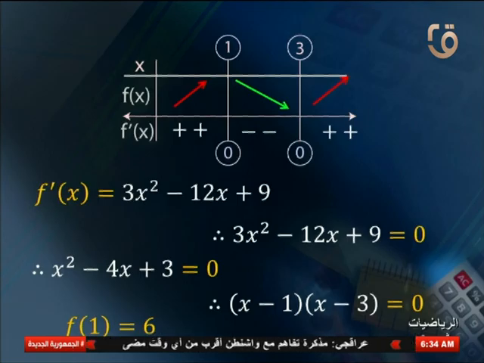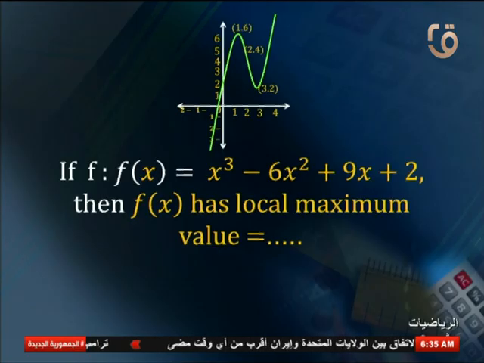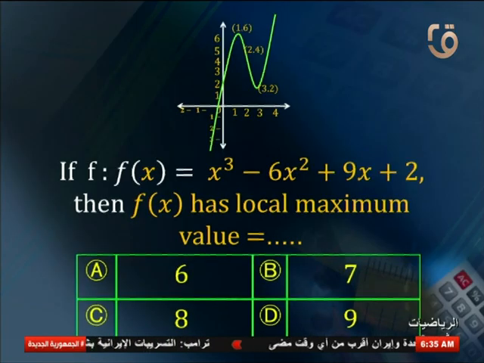What do you mean? Increasing. The first interval, from negative infinity to 1, is increasing. The second interval, from 1 to 3 open interval, is decreasing. The third interval, the function from 3 open to infinity open, is increasing. The local maximum, from positive to negative, is at x equals 1. What is the value of f of 1? It equals 6. Then the answer, the letter A, is 6.